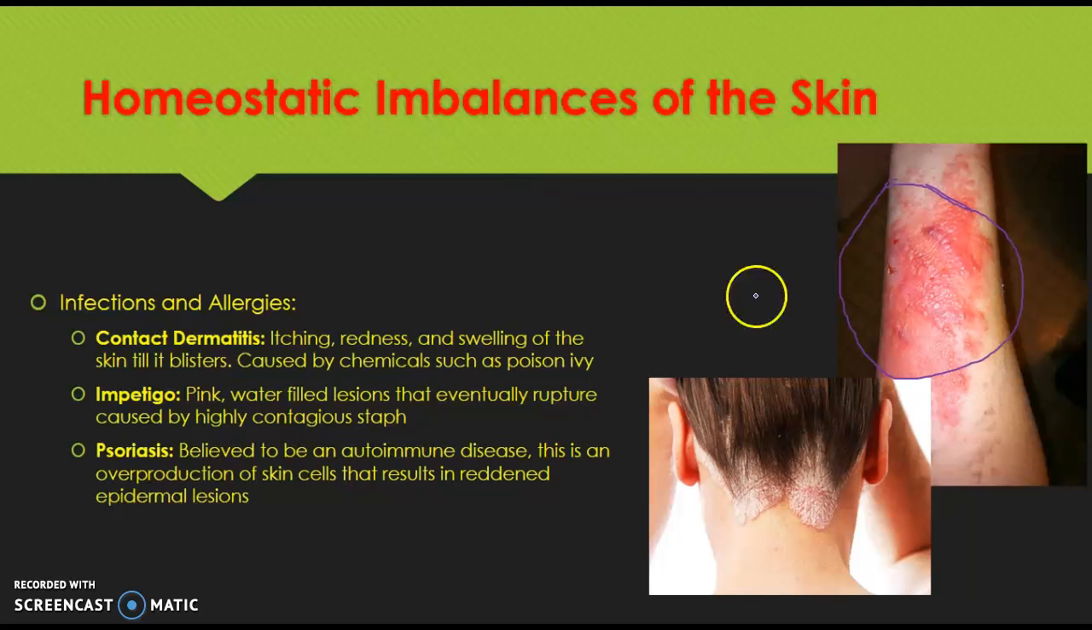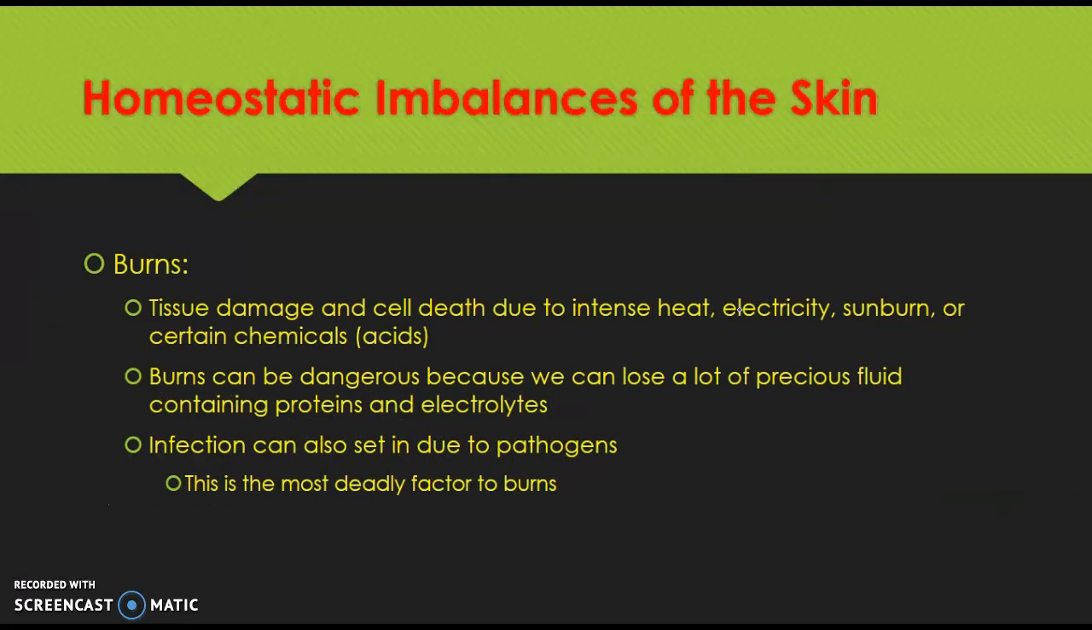And then we have psoriasis. This is psoriasis here. It looks really patchy when you look at it, and on some people it's really red. Other people it can be this kind of white color. But it's thought to be an autoimmune disease, which means the body is actually attacking itself. And it's an overproduction of skin cells that actually results in these epidermal patches and lesions. There's lots of new medicine out for psoriasis, though, where it's really starting to clear it up, which is awesome.